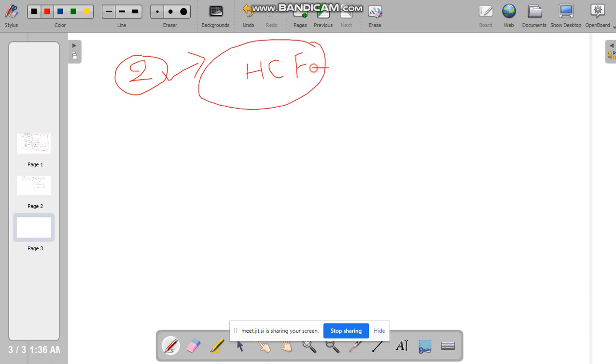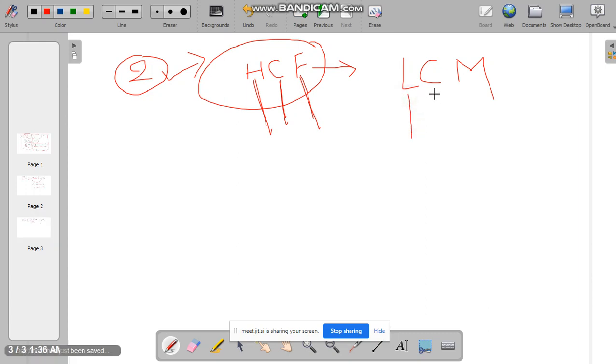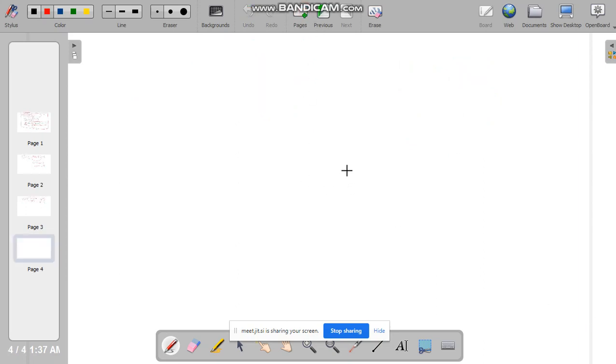HCF, the full form of HCF, is highest common factor. LCM means, can anybody tell me the abbreviation of LCM? Least, L-E-A-S-T, least common multiple.